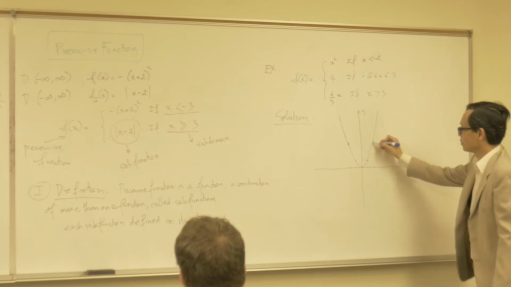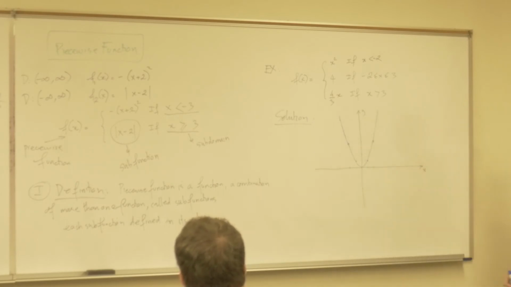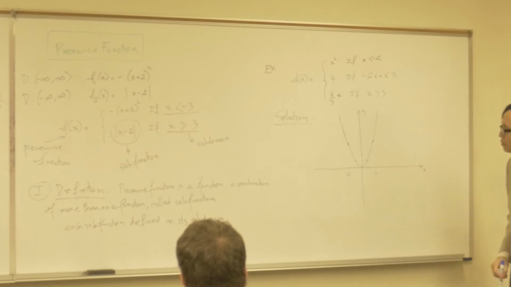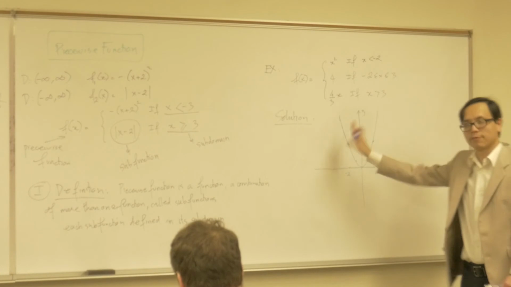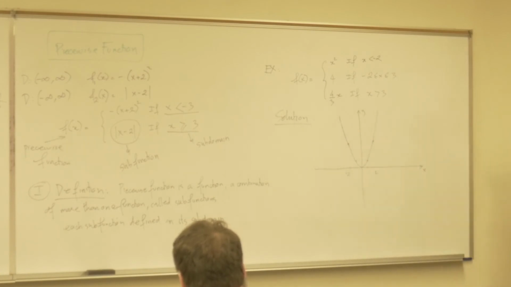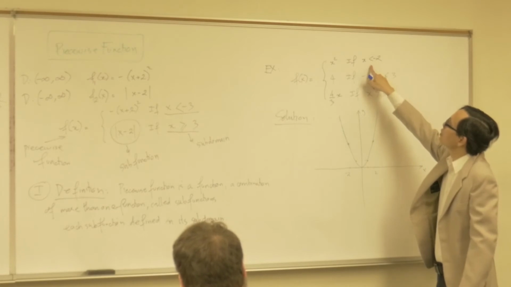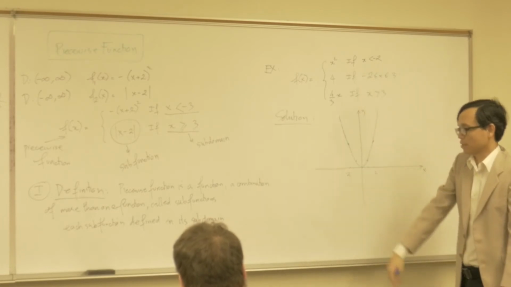Okay. And I have over here negative 2 and I have 2. So if I graph like this, the domain is everything. The domain will be negative infinity to positive infinity. Right. But we have a restriction. We want only the values that are less than negative 2.